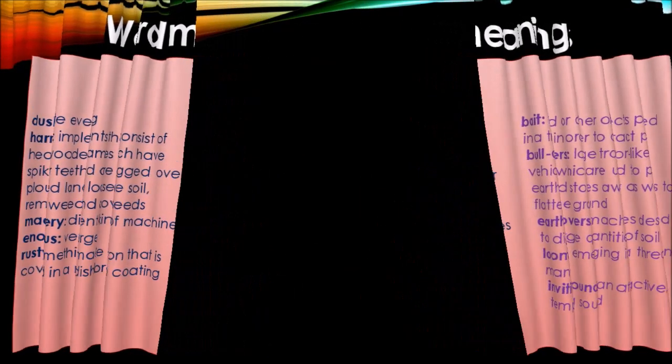Students, please read the lesson and write the word meanings in your notebook.